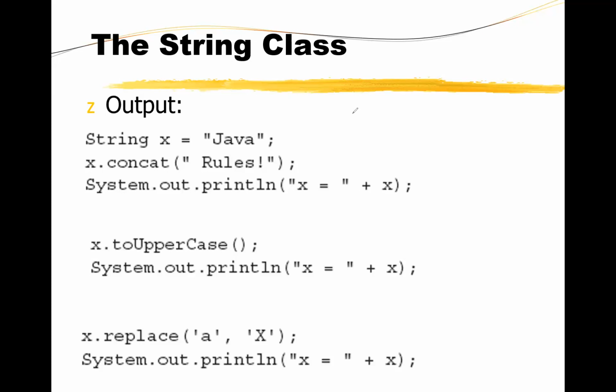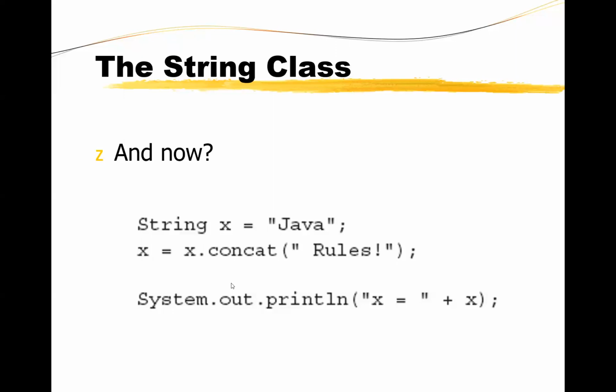Shatini said Java. Right, now string x equals Java, x dot concat rules. Then yes, it prints just Java. And then x dot toUpperCase will create a new object called capital JAVA, but no reference is updated. And then x dot replace A with X, JXVX, but no reference updated. That was still it would print Java. Yes, exactly, it would print Java.